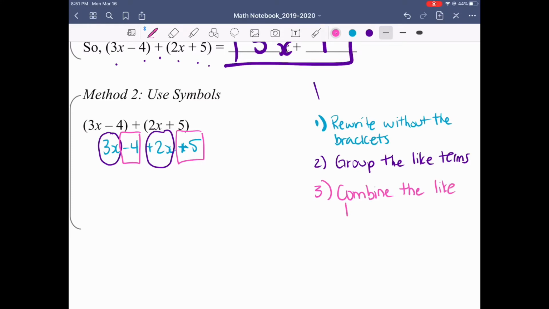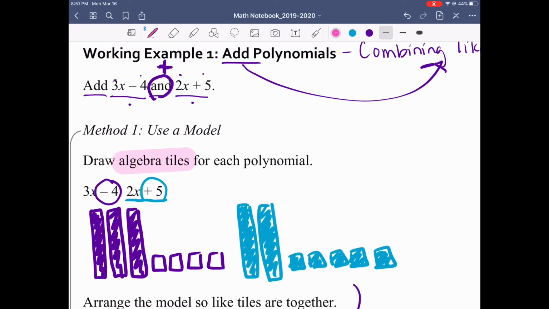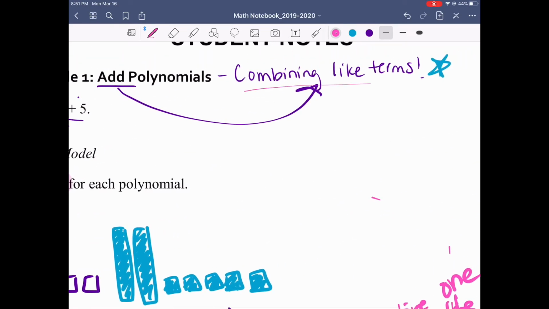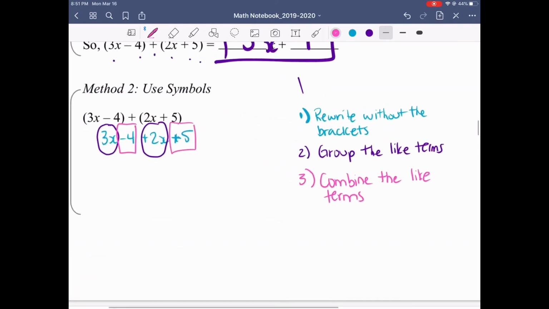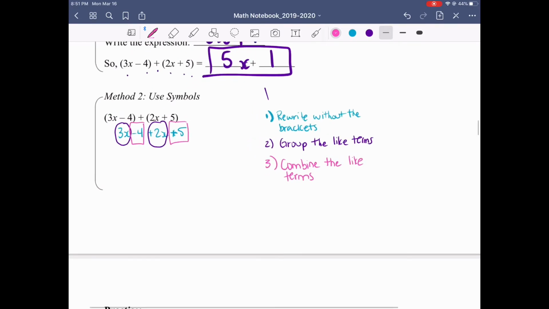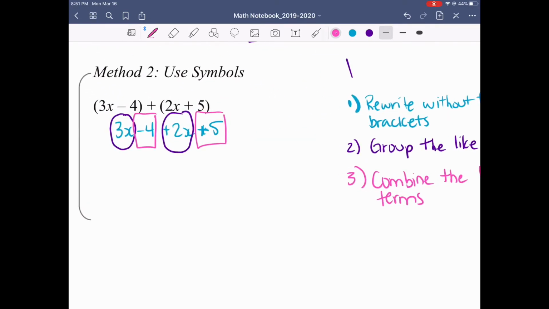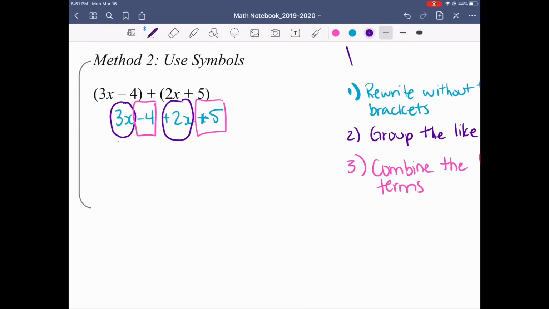So this is why I mentioned that basically adding polynomials is the same thing as just combining like terms. Okay, that's all we are doing. So step 3 is combine the like terms. So let's do our x's first. I have 3x plus 2x. This gives me 5x's right here.